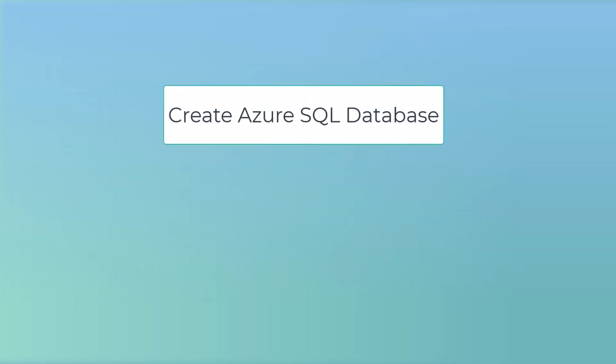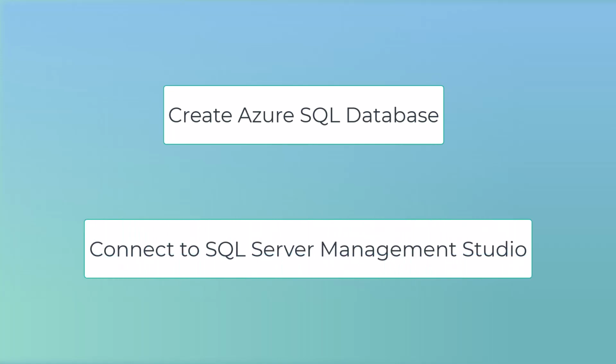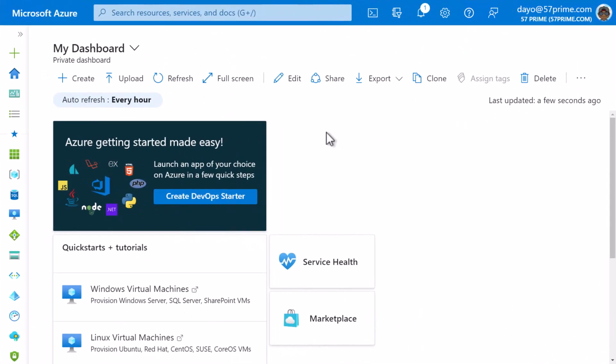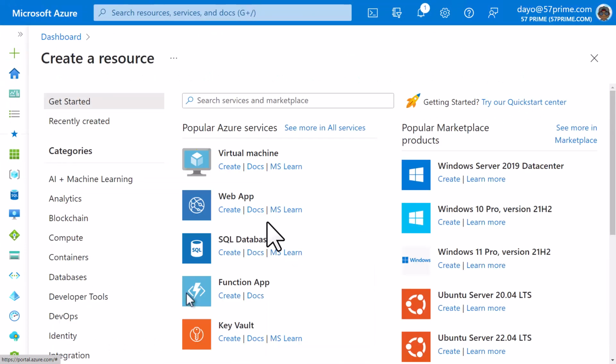So just to understand what we're going to do, we're going to create the Azure SQL database, and we're going to see how to connect to SQL Server Management Studio once it's done. To get started, go into the Azure portal, click the plus button. You can see here it says SQL Database. Go ahead and click Create.